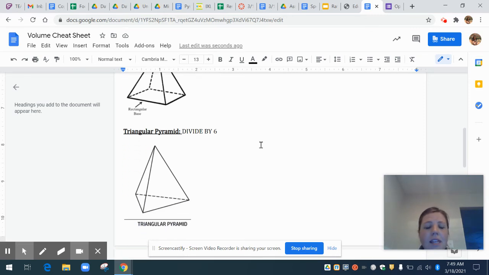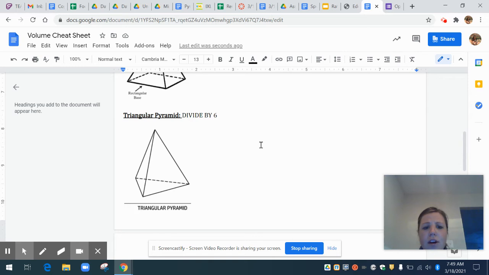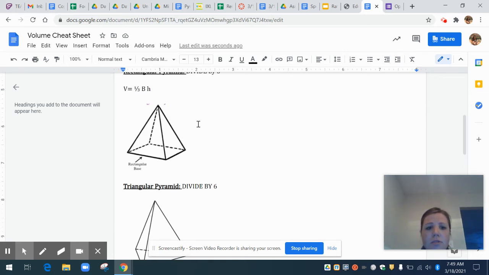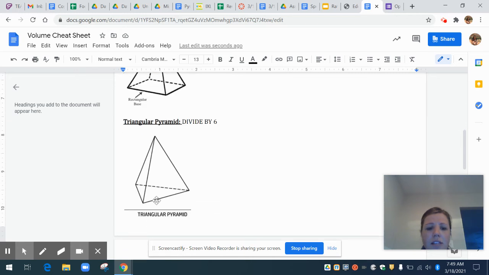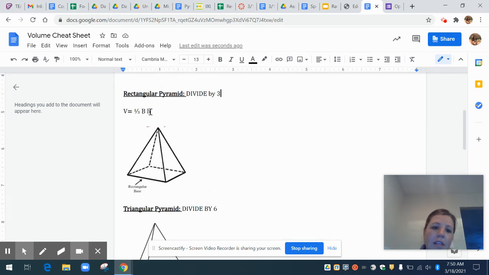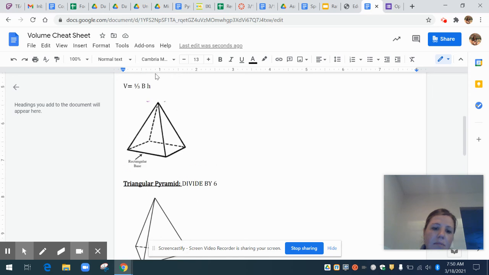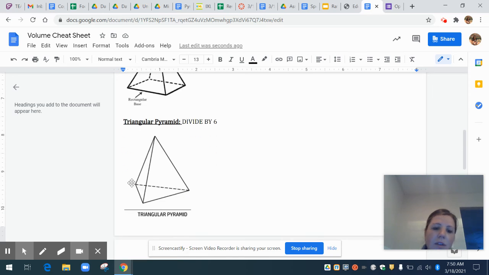Okay, and then the last figure that we've gone over for volume is a triangular pyramid. The difference between the rectangular pyramid and the triangular pyramid is that on the triangular pyramid, your base here is a triangle. Again, it's the same formula, V equals 1/3 the area of the base times the height of the pyramid. And since we have a triangular base, that would also mean that the base is going to have to be cut in half.